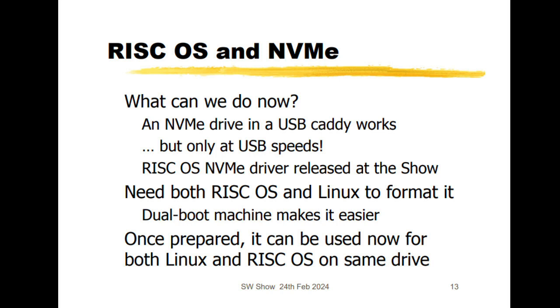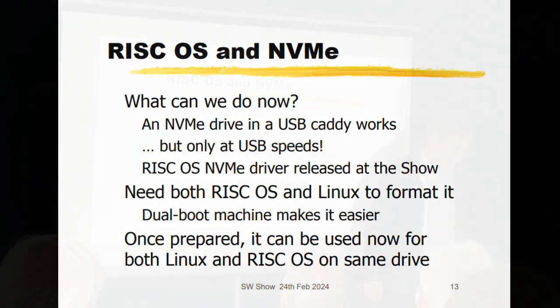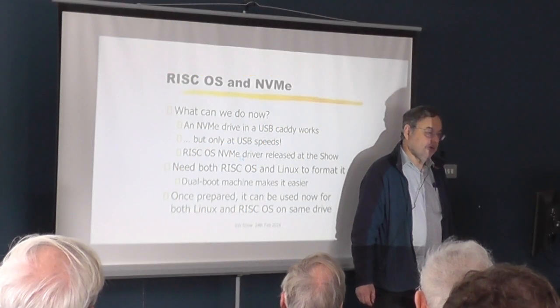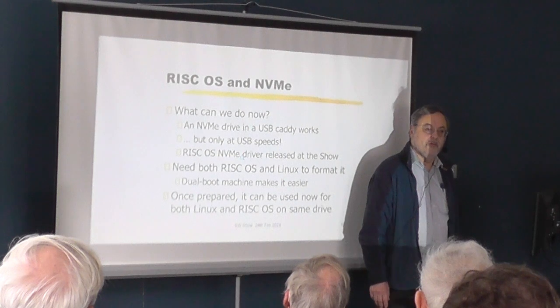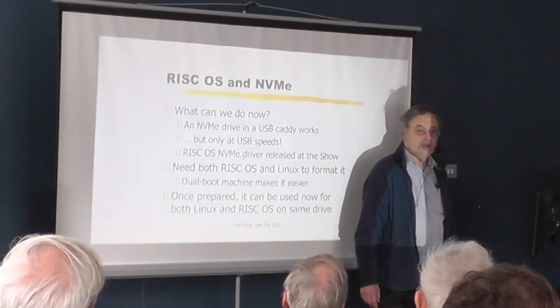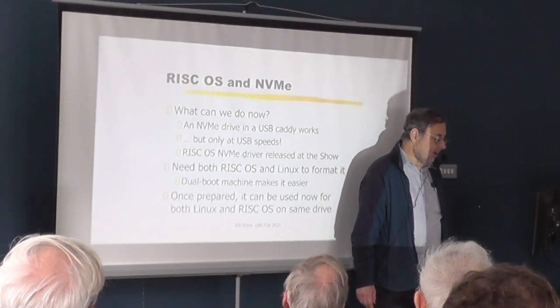Now, what I have done on my machine is to split the NVMe drive so that half of it is used for RISC OS and half of it is used for Linux. So that means preparing the NVMe drive with 4 partitions on it, so that Linux can look at 2 of them and RISC OS can look at 2 of them, and they keep out of each other's way.